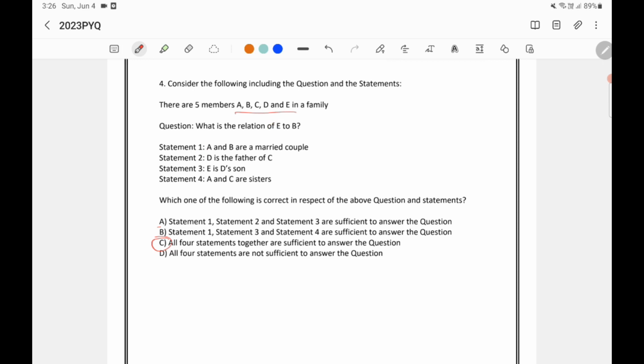I haven't done anything special, right? We need to check what is the relationship of E to B. So here first from statement 3, I can connect E to D. Then from statement 2, I can connect D to C. Then from statement 4, I can connect C to A. Then from statement 1, I can connect A to B. So in this way, I can connect. So E and B are connected by using all the 4 statements. So all 4 statements will be required.